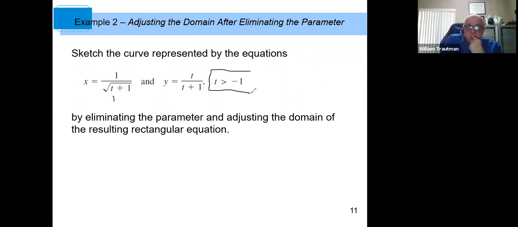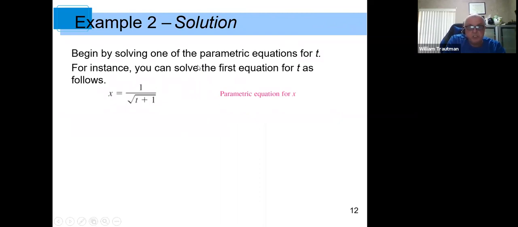So there are restrictions to t. t has to be greater than -1. And that will hold restrictions to your x and y values, your domain and range, when you switch it to a rectangular equation. So they're saying when you're doing this parametric equation, just be mindful of what the restrictions on t can be. And if there are restrictions, then there's probably restrictions on the domain and range.